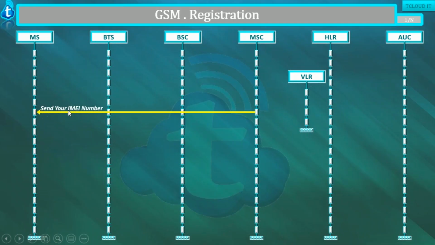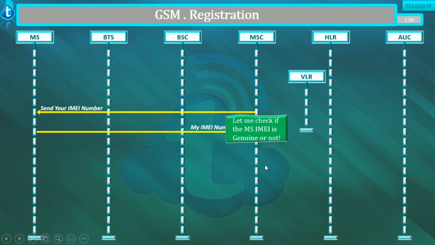It is different from the IMSI number. So what does the mobile station do? It sends this IMEI number back to MSC. This is my IMEI number, what do you want to do? But nobody in the middle will be able to understand your IMEI number, because it is sent secretly by encrypting it. Okay, great. MSC got it. What does MSC do? He says, let me check whether this IMEI number is genuine or not.